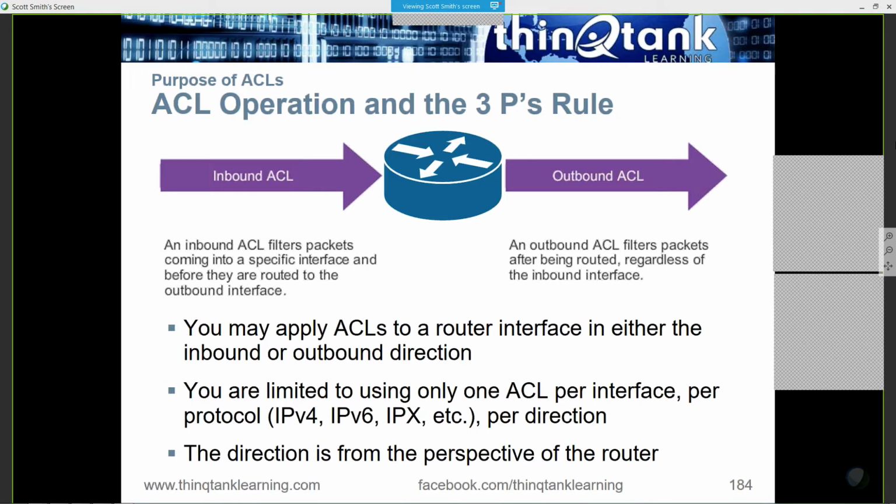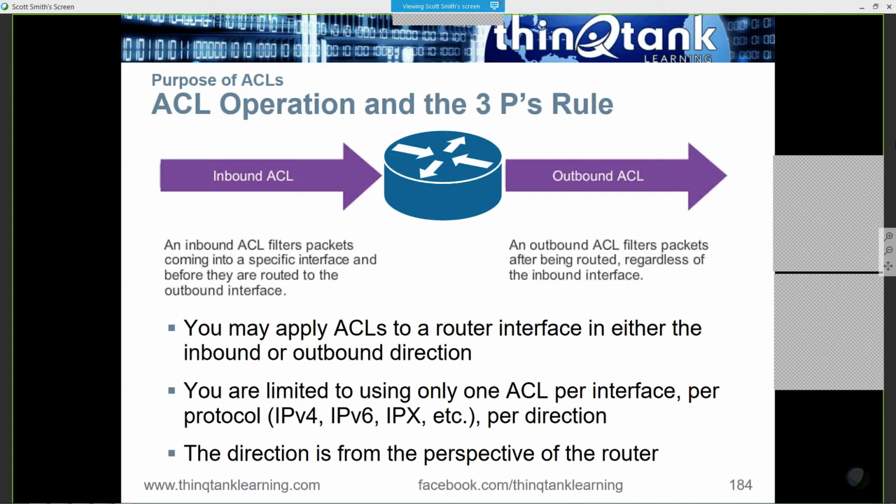But there is a rule here. It's called the 3 Ps rule. You're only allowed to apply one access list per interface, per protocol, per direction. The 3 Ps. Now, what does that mean? One access list per interface, per protocol, per direction.